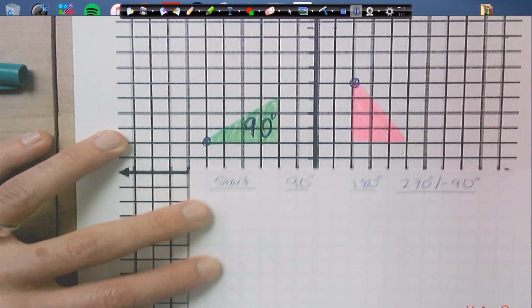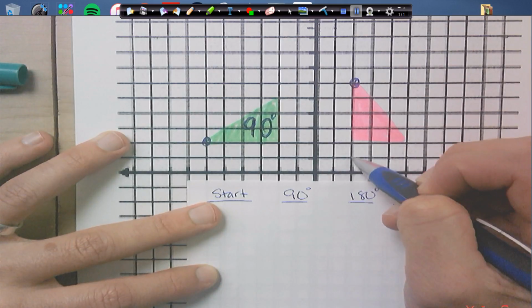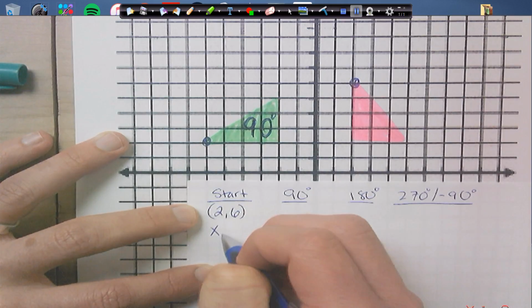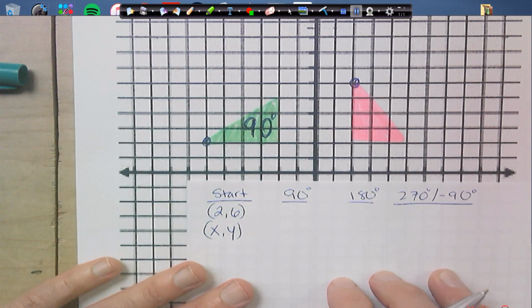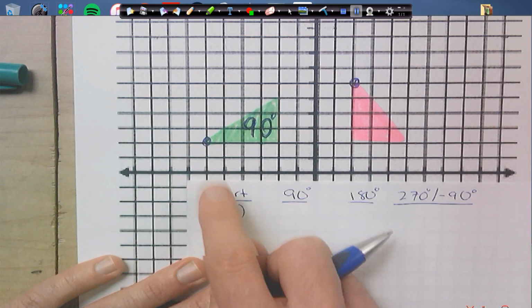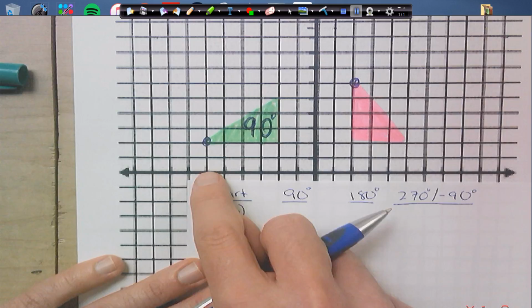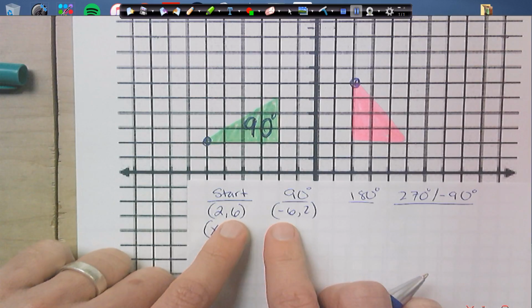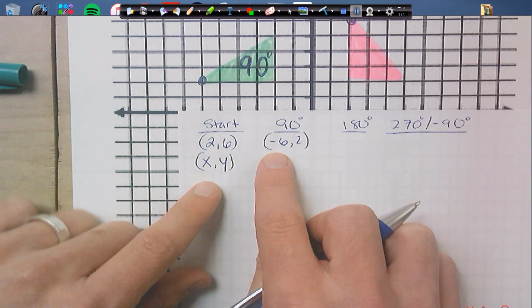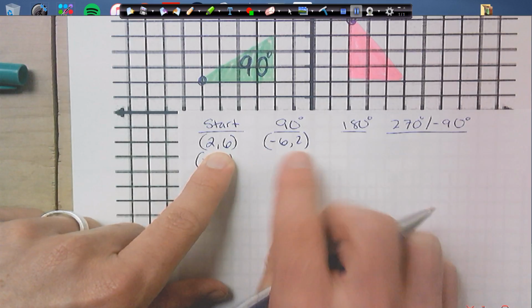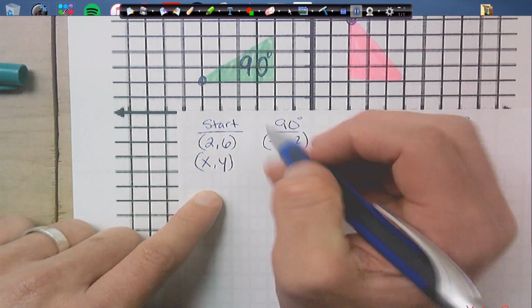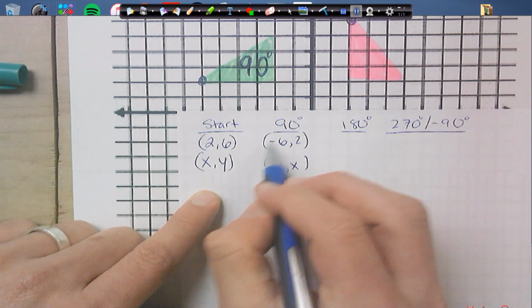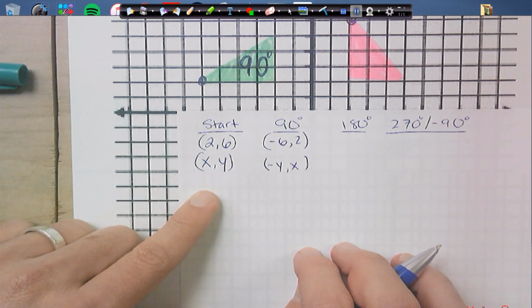Okay, so we get 2, 1, 2, 3, 4, 5, 6. So this is going to start at 2, 6, and we're going to call that x, y. So that's our rule. So as I rotate over here, it is now at 1, 2, 3, 4, 5, negative 6, positive 2. So what happened is my numbers flipped. So I went from 2, 6 to negative 6, 2, so they switched locations. So that means this would become y, x, and the front number became negative. So there's our rule for 90-degree rotation.